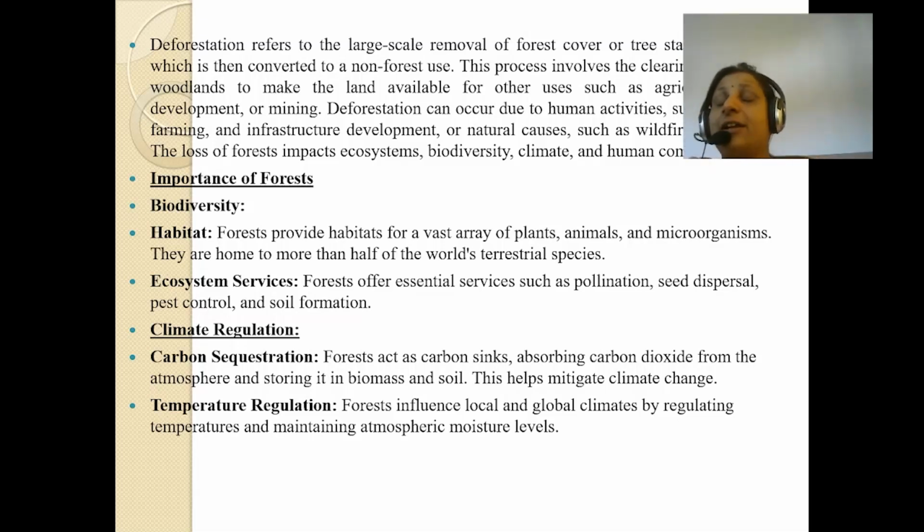How the climate is regulated, and what happens through the deforestation of the forest. Carbon sequestration: forests act as a carbon sink, absorbing carbon dioxide from the atmosphere and storing it in biomass and soil. This helps mitigate climate change. See, students, you have not even imagined that. Today you are learning this.